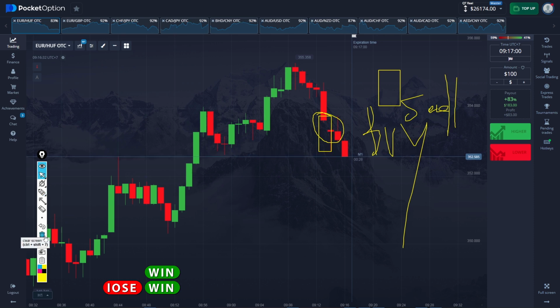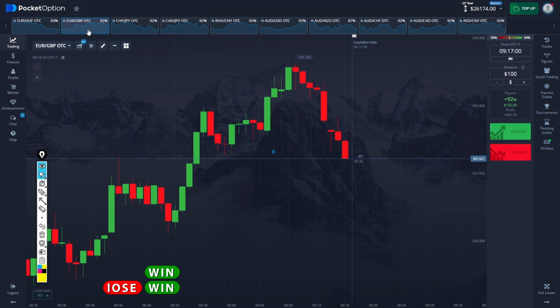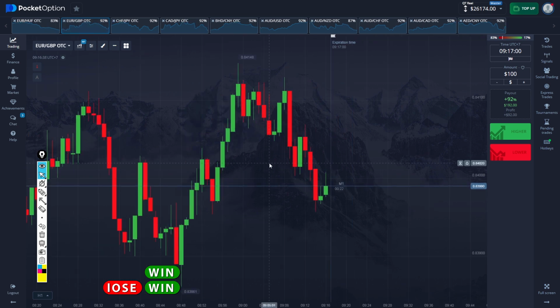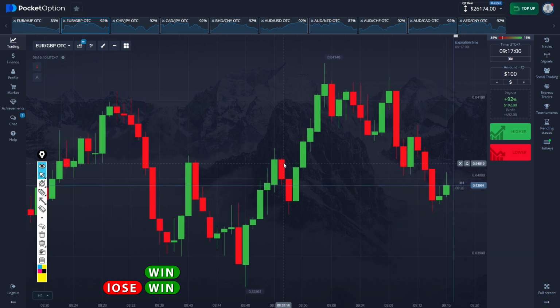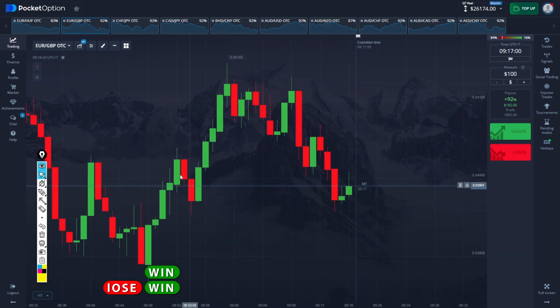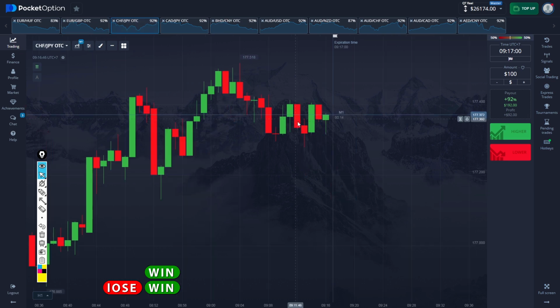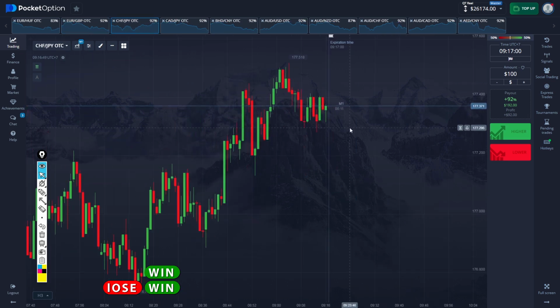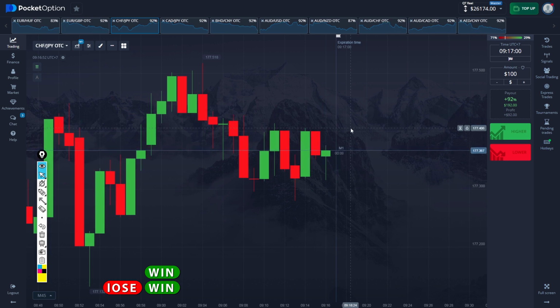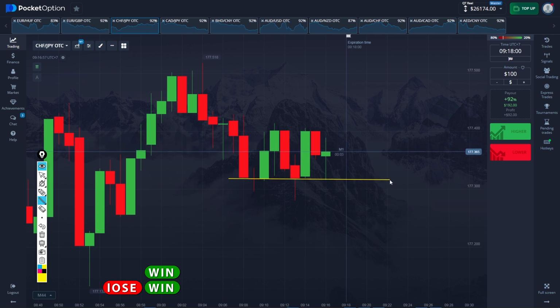Okay, let's find another good setup. Today the market is very difficult for me, and I find a good setup and I'm careful for the entry. Just broke like this, I will put all right here. What if it didn't break the support?